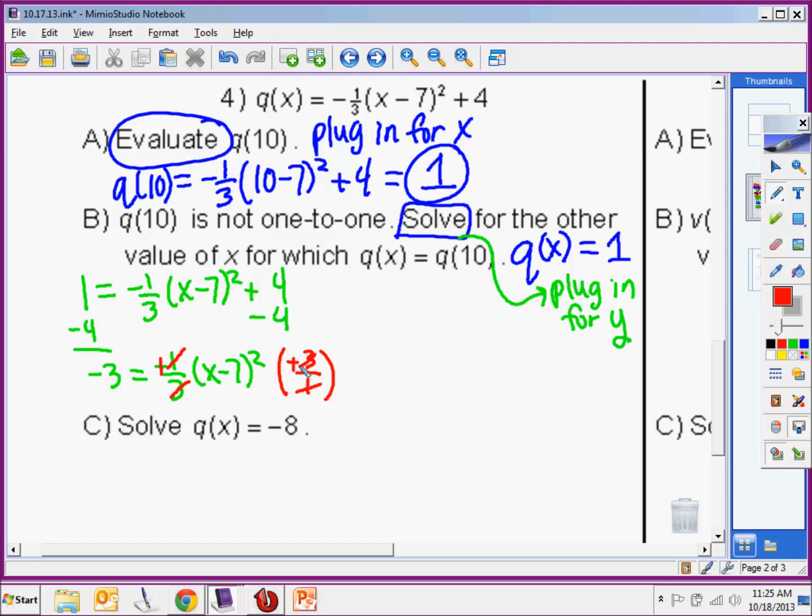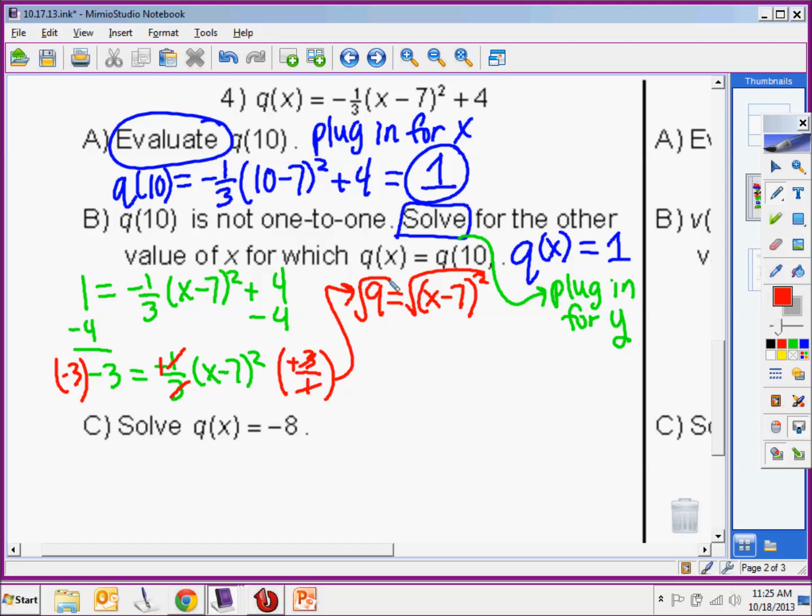What I do to one side, I have to do to the other. Well, what's negative 3 divided by 1? 3. What kind of 3? A negative 3. So negative 3 times negative 3 is positive 9. So now I have positive 9 equals x minus 7 squared. I do what? I heard it. Square root. The opposite of squaring something is to take the square root.